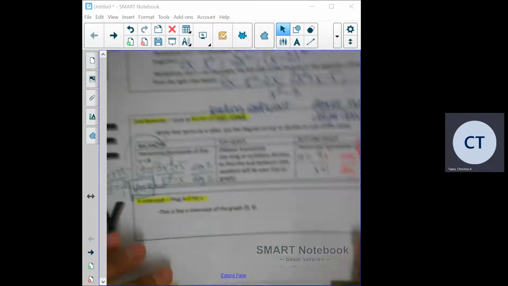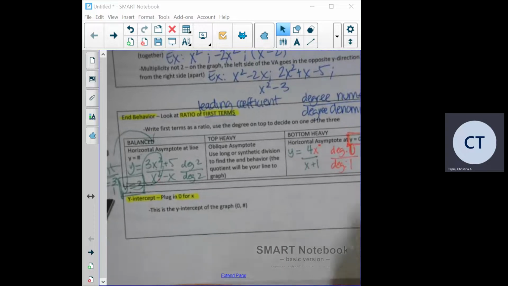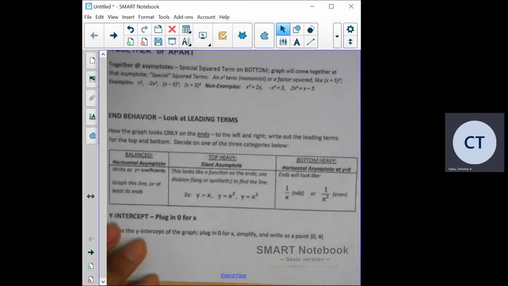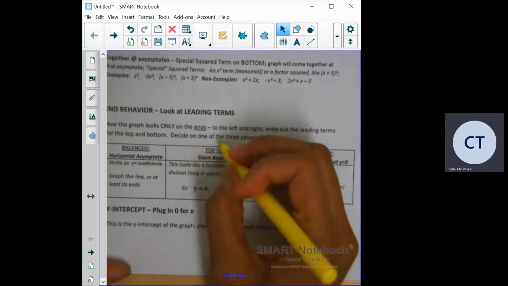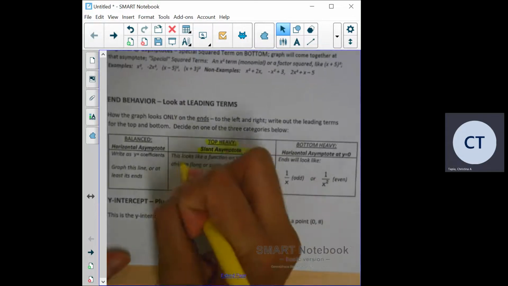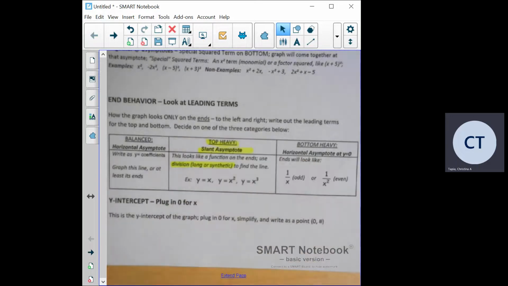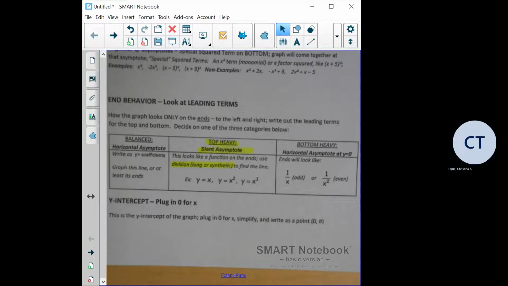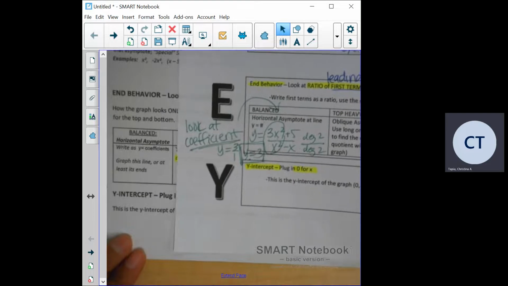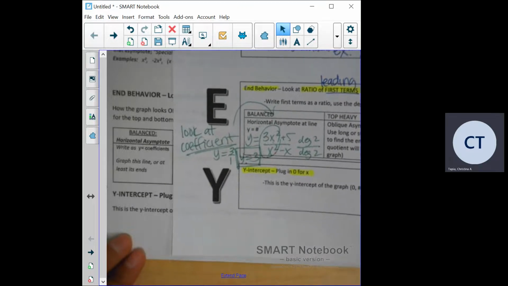If you think back to last class, we didn't talk about the top-heavy scenario whenever you have an oblique or slant asymptote. We're going to talk about that today. So we are going to talk about our top-heavy slant asymptote. When we have a slant asymptote, we're going to use long or synthetic division to actually simplify. And I'll tell you guys when to use long division and when to use synthetic division. And then the last step, of course, is to find the y-intercept, and that's by plugging in 0 for x.